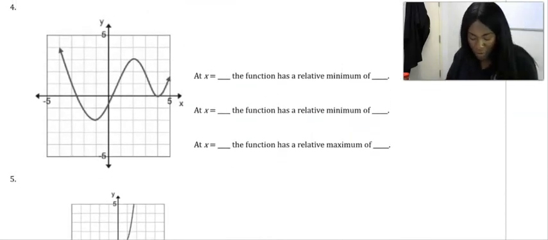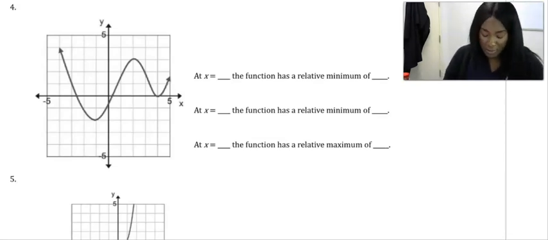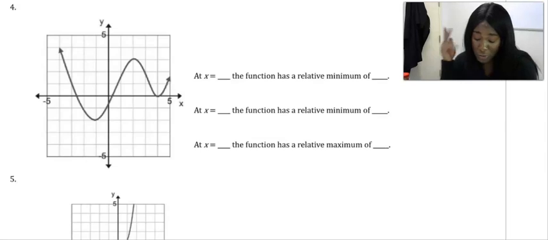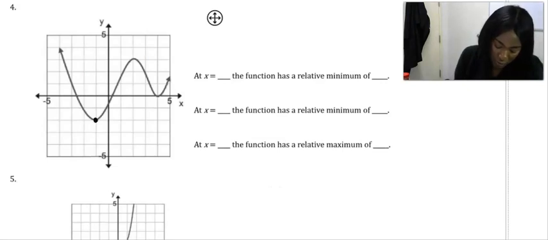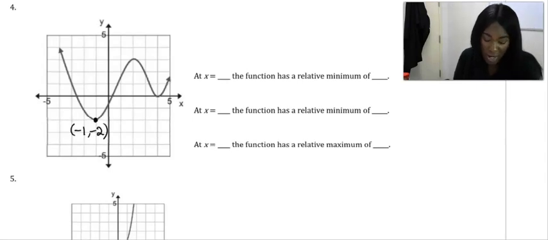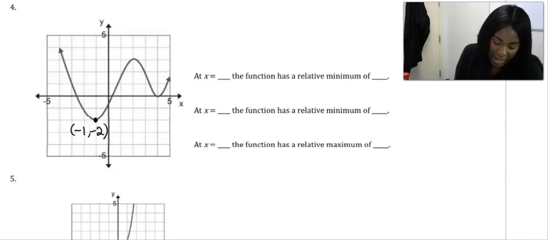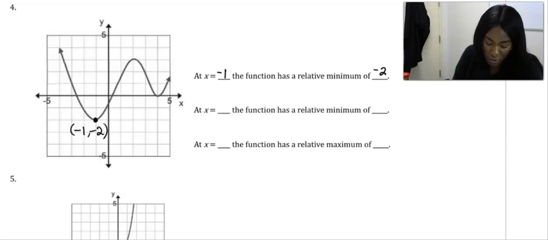Looking at example 4, we're again going to find hills and valleys of this graph. This graph has two relative minimums and one relative maximum. One of the relative minimums is here, which I can see is happening at the x value of -1, and it goes down to -2. That's the point -1, -2. So at x equal to -1, the function has a relative minimum of -2.